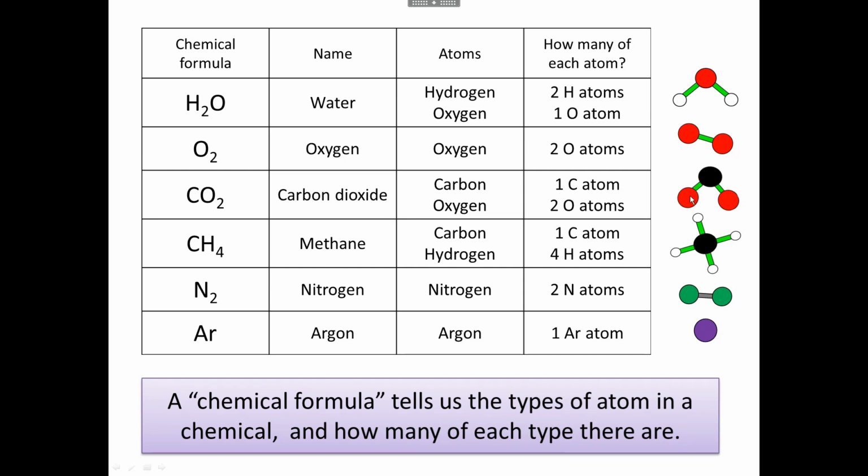The definition of a chemical formula is that it tells us the types of atoms in a chemical, but also how many of each type there are. It is relative to each other. In carbon dioxide, there'll be 1 carbon for every 2 oxygens. There will be millions of particles, millions of atoms, but 1 carbon for every 2 oxygens.